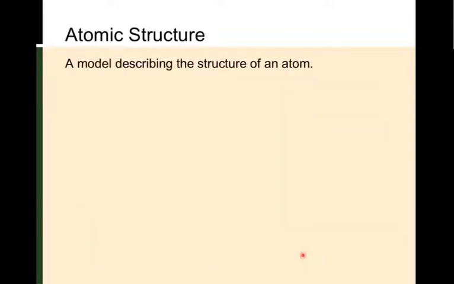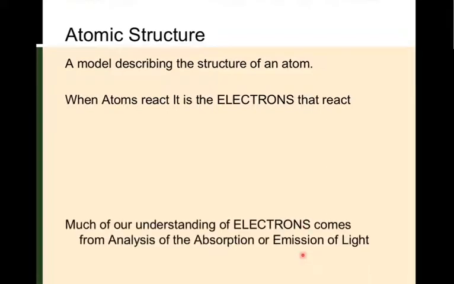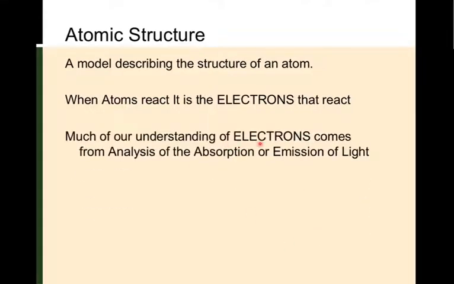So atomic structure, we have different models describing the structure of atoms. When atoms react, it is the electrons that react. I mean, the electrons form the outer parts of our atoms, whereas the protons and neutrons are in the nucleus, the electrons sort of exist diffusely around that nucleus. And so those are what we'll use whenever we do chemical reactions. And so much of our understanding of electrons comes from analysis of the absorption or emission of light.